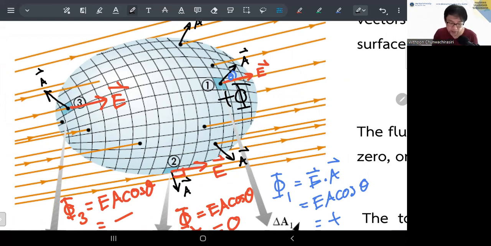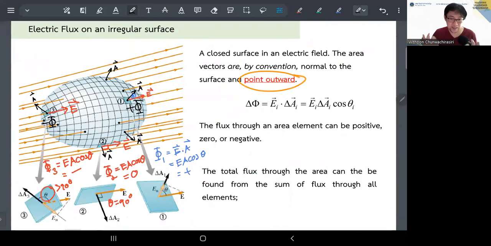On the other hand, on the left side, the flux is negative. So it's like the electric field is trying to enter the balloon, trying to enter into the internal portion of this balloon. And of course, in the case of zero flux, it doesn't contribute to in or out. And that's what the flux means.